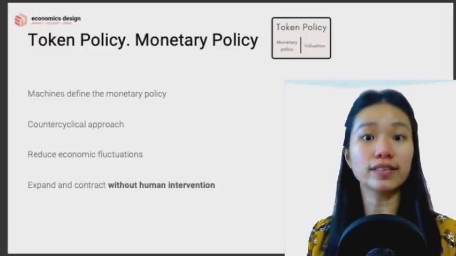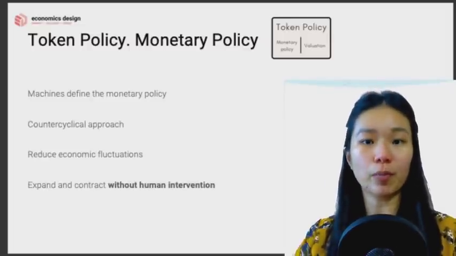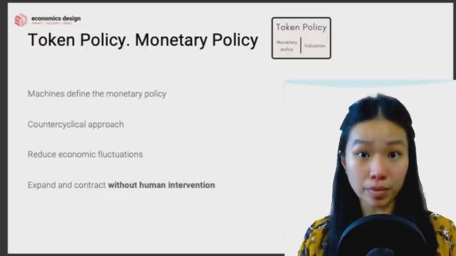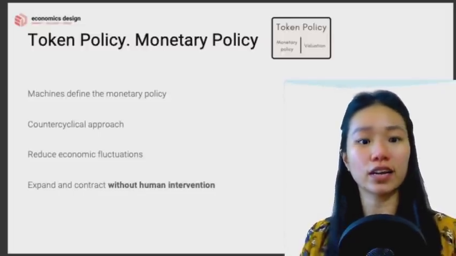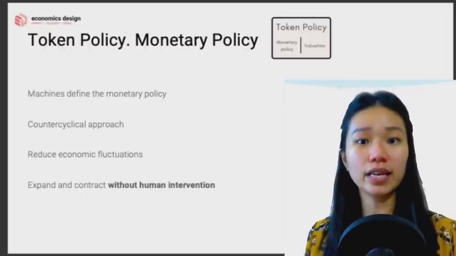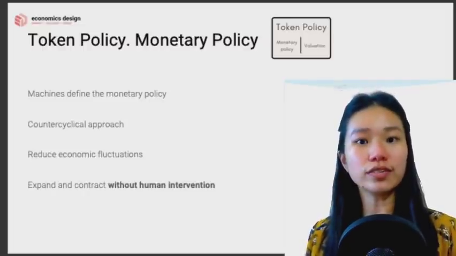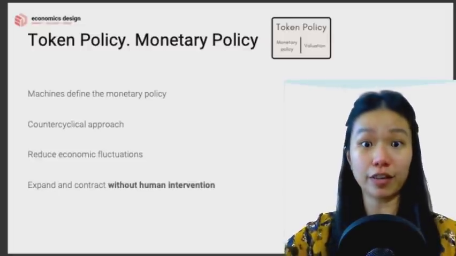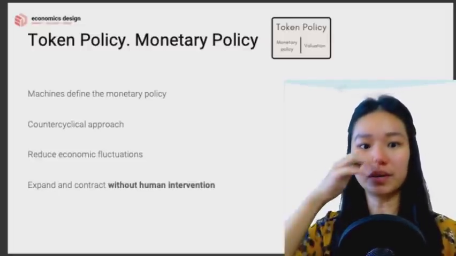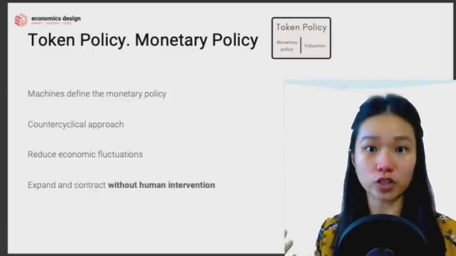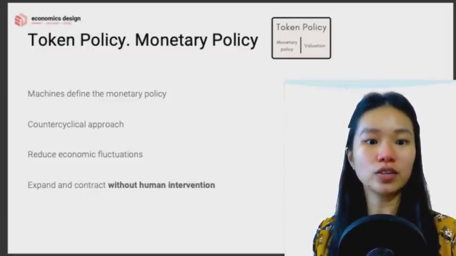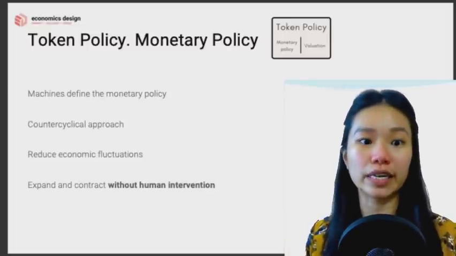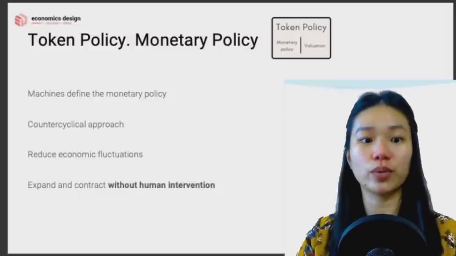Secondly, it has a counter-cyclical approach. It means that when the price is high, more tokens will be minted. When the price is low, tokens will be burnt. So this is a counter-cyclical approach. And the impact of this is that it reduces economic fluctuations. Because in the secondary market, if there are economic fluctuations, then the system, the machine, will internalize this fluctuation by adjusting the price accordingly or adjusting the supply accordingly. And so it reduces economic fluctuations.